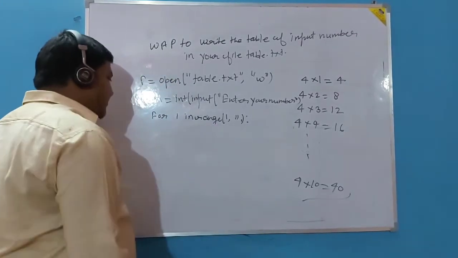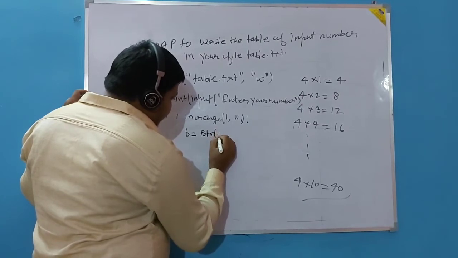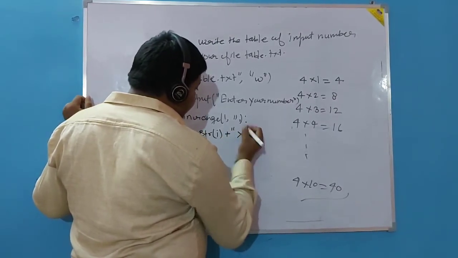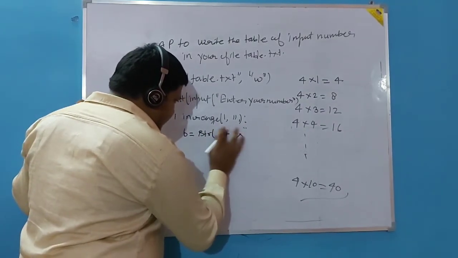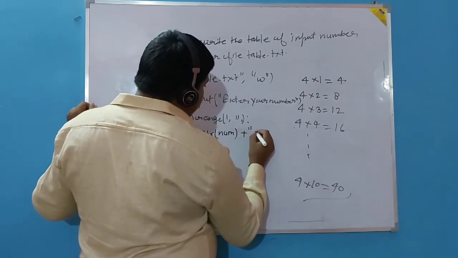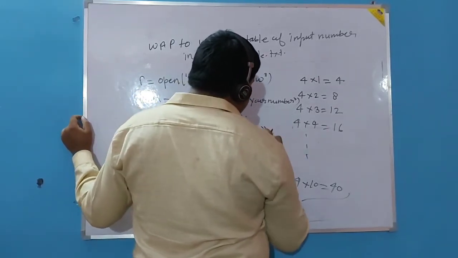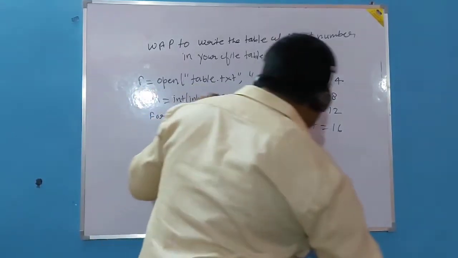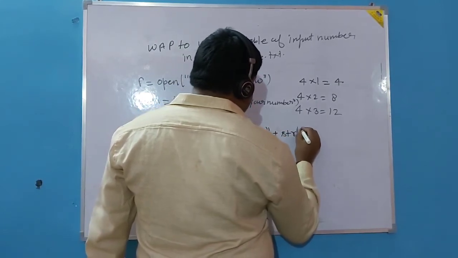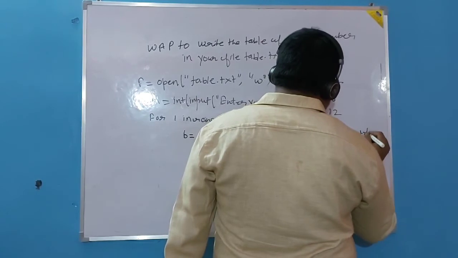Otherwise I will do like that. Look here, b is equal to str(i), in string form I will convert i, plus double quotes multiply sign, and here in the front I will write num, sorry, because I display first the number, so I will write here num, plus cross sign plus some space, then after the cross I will give some space, plus here I will write str(i), and then again plus equal to space plus str(num * i).